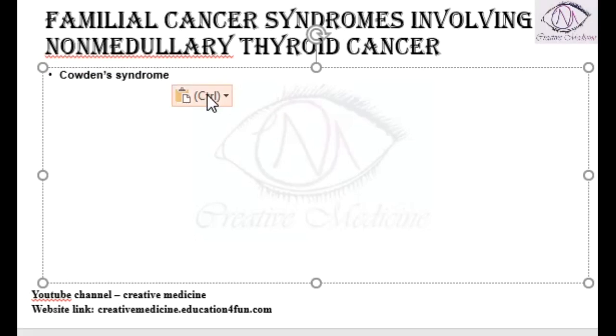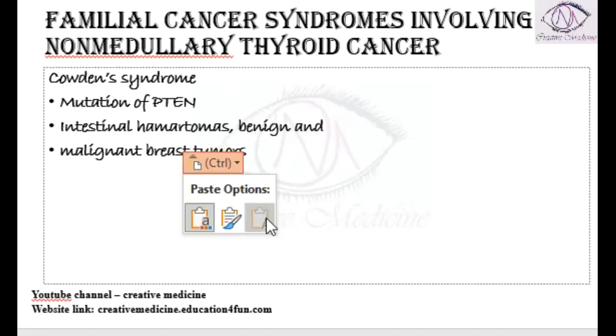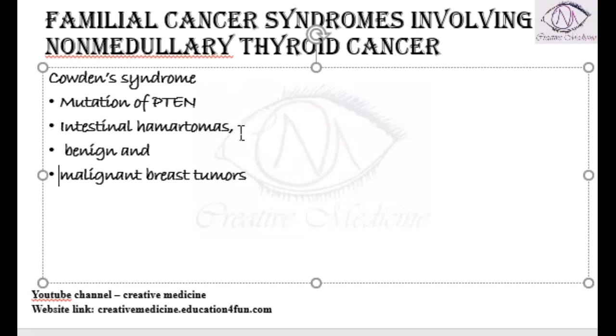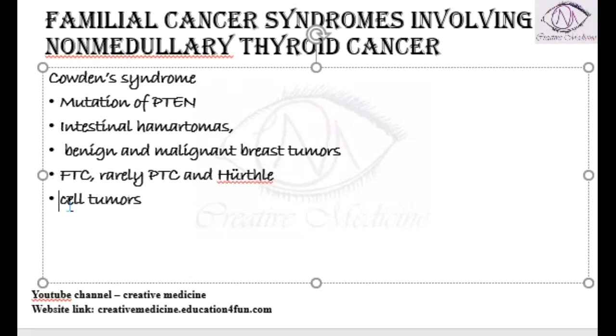Cowden syndrome occurs most commonly due to PTEN gene mutation. A patient with Cowden syndrome will present with intestinal hamartomas and also with benign and malignant breast tumors. In the thyroid, the patient will present mainly with follicular carcinoma of the thyroid. Rarely, the patient presents with papillary thyroid carcinoma and also Hurthle cell carcinomas.